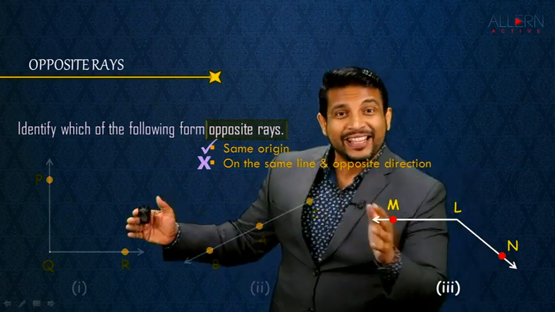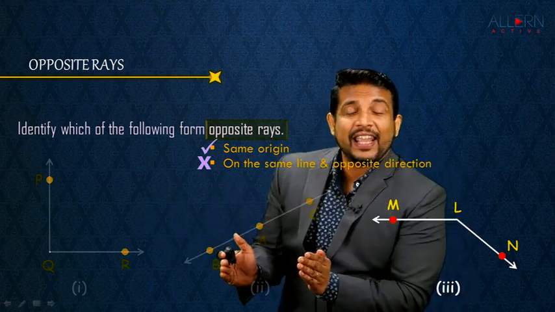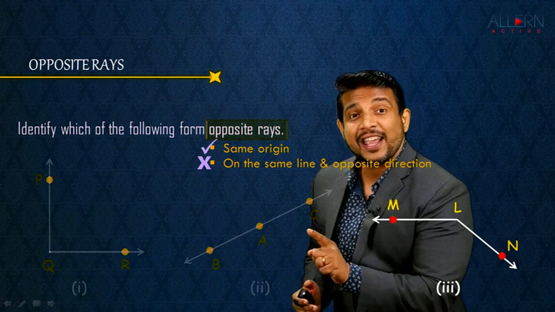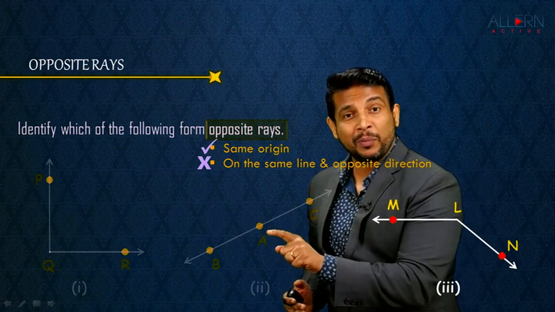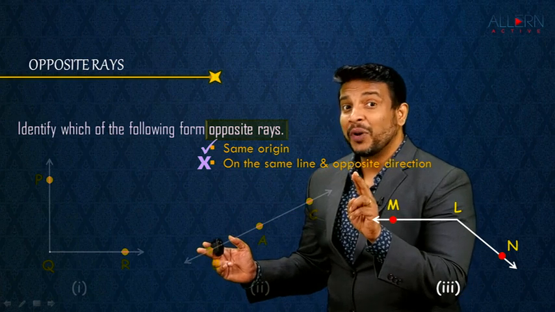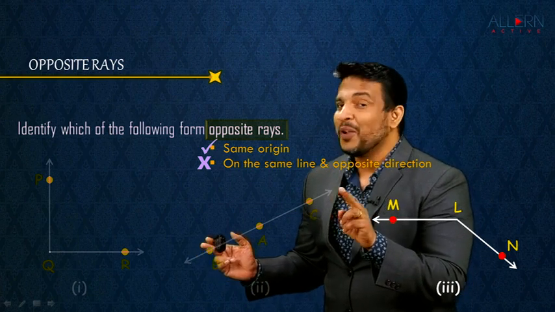That means out of these three, only in the second case did we have two rays, ray AB and ray AC, that were opposite, because they had a common origin and they were lying on the same line in opposite directions. So you understood this concept of opposite rays, right? Was this easy?